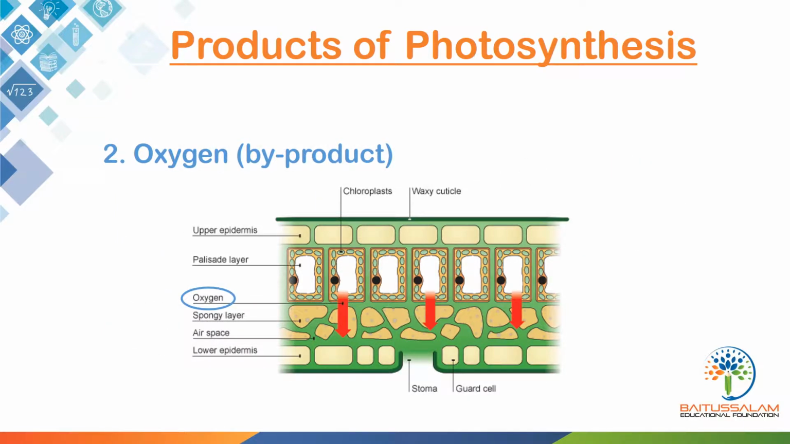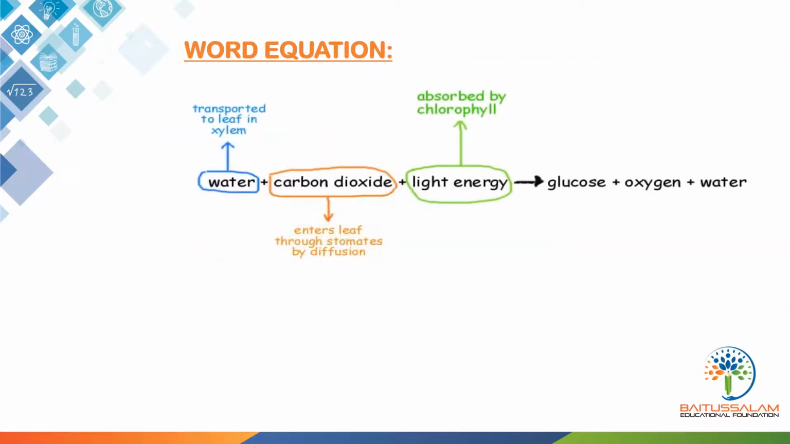2. Oxygen. It is a byproduct of photosynthesis. Oxygen from the mesophyll cells diffused down the concentration gradient into the intercellular spaces and out through the stomata of the leaf down their concentration gradient into the atmosphere surrounding the leaf.